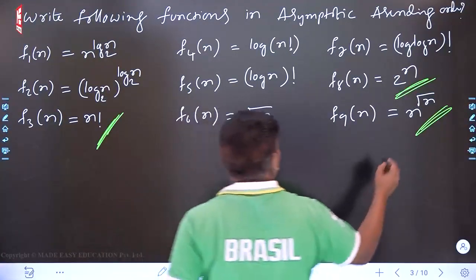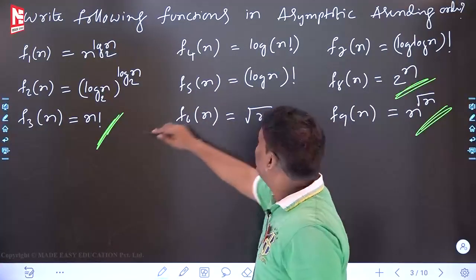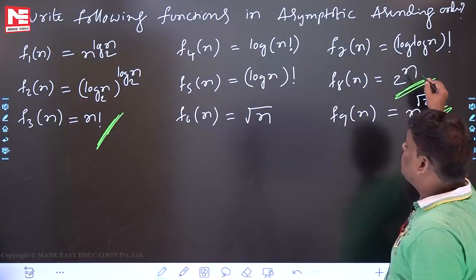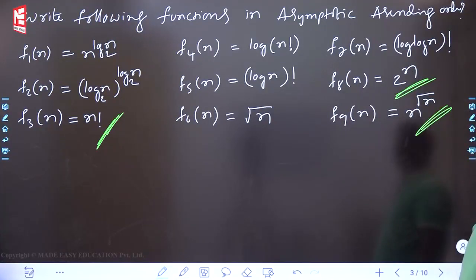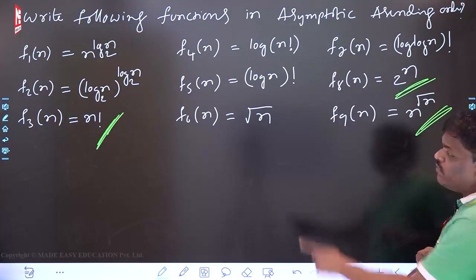Now let's see this one. Between n factorial and 2 power n, who is bigger? You know very well, n factorial is bigger. Now, n factorial and n power root n, who is bigger? N factorial. What is the reason?